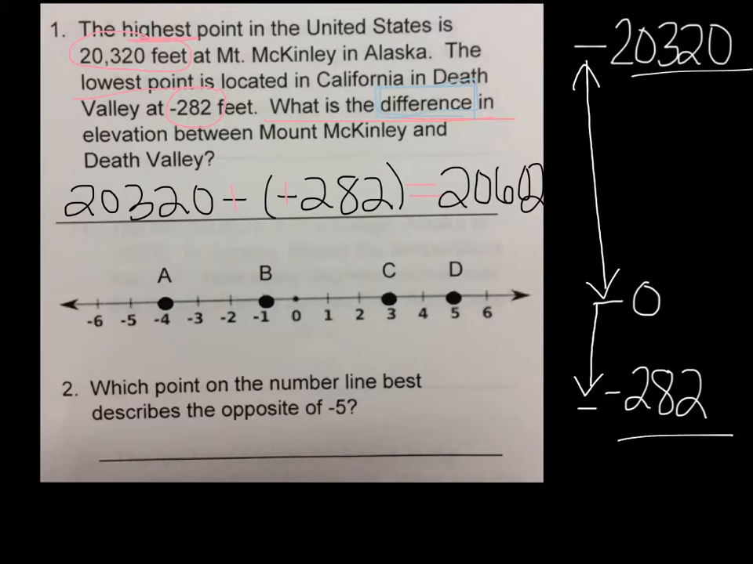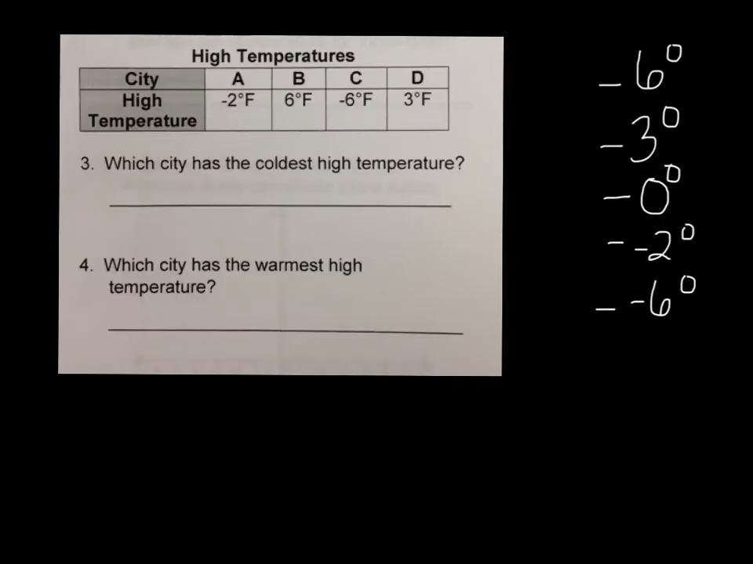Number two, which point on the number line best represents the opposite of negative 5? So here's negative 5, and the opposite would of course be at positive 5. So that would be letter D. Number three, which city has the coldest high temperatures? So if I put them all on a thermometer or on a number line, and I'm looking at the coldest, it's going to be the negative one that's furthest away from 0. And that would be negative 6, so that would be city C. Which city has the warmest high temperature? Again, looking at my thermometer, that would be positive 6, and that would be city B.